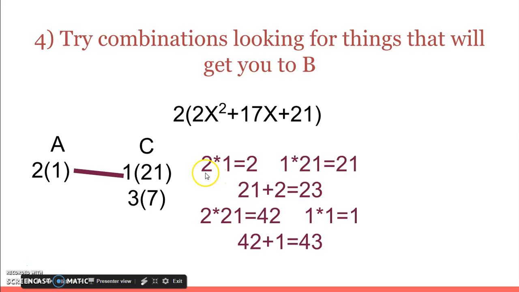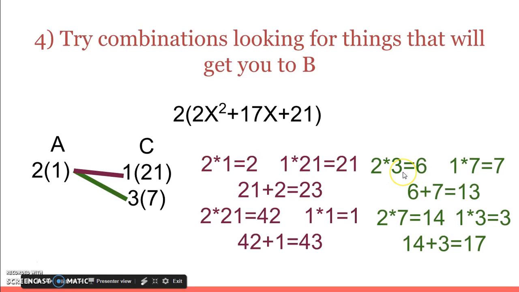So for example here, with A being 2 times 1 and C being 1 times 21, we have the options of 2 times 1 equals 2 and 1 times 21 is 21. However, when we add those together, we don't get to our 17. And we could also flip places, so we could have done 2 times 21 or 1 times 1, but again, we still don't get to our 17. So we're going to go ahead and try 2 times 1 and 3 times 7.